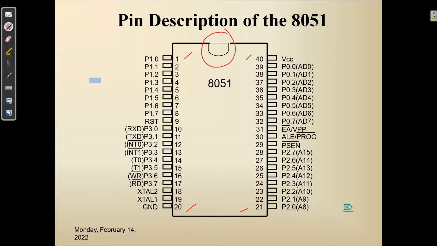Today we'll be talking about the pin description of 8051 in detail. We will see each pin. We will try to understand the function of each and every pin. Draw it fast.